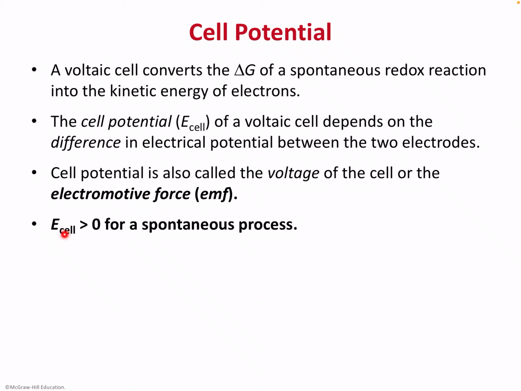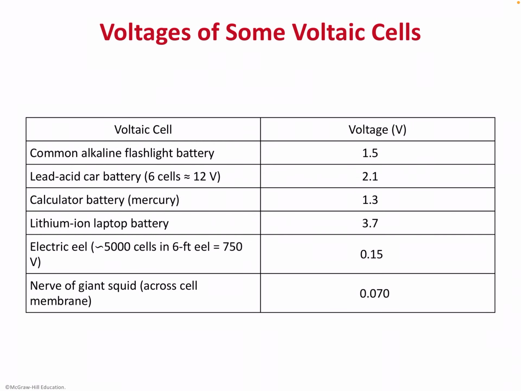Now this E cell needs to be greater than 0 for a spontaneous process. So remember that. These are voltages of some voltaic cells. Common alkaline flashlight battery, 1.5 volts; lead acid car batteries, 2.1 volts. If you have 6 cells, 12 volts. Calculator battery, 1.3; lithium ion battery, 3.7; electric eel, 0.15; nerve of giant squid across cell membrane, 0.07. So those are the voltages of some voltaic cells.